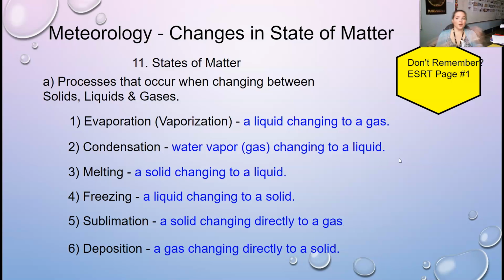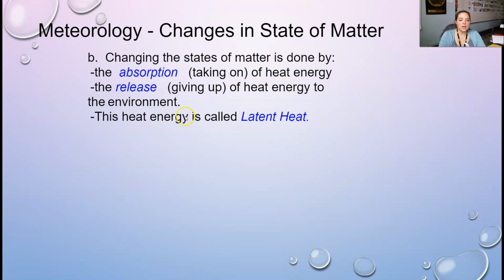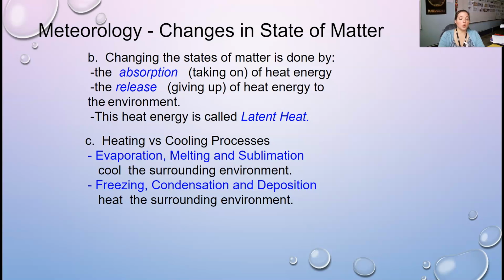A gas going to a solid, which I've actually seen and done with caffeine. Caffeine does this. I had a little project where we were going back and forth and you could see it turning into a gas and then turning into a solid and back and forth. It's really cool. So changing the state of matter is done by absorption, or taking on, of heat or releasing, giving up, heat. This heat energy is latent heat. Absorbing and releasing, latent. Heating versus cooling process.